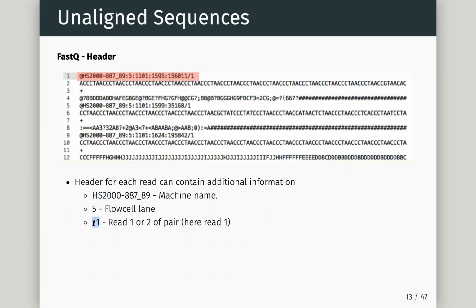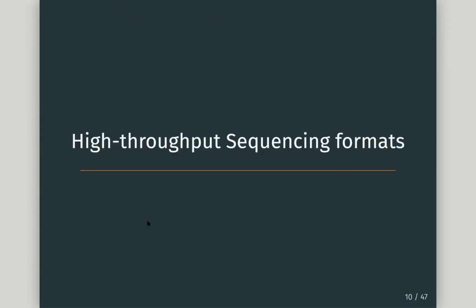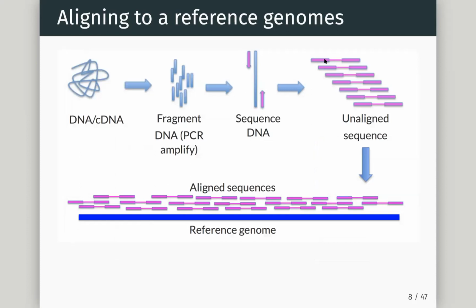Last thing we have is our read in a pair. So can it be read 1 or read 2? This really corresponds to this part here. When we're sequencing either end of a fragment, we have the first read and the second read, and these are paired because we know they came from the same fragment. So that would be read 1, that would be read 2, read 1, read 2, read 1, read 2.